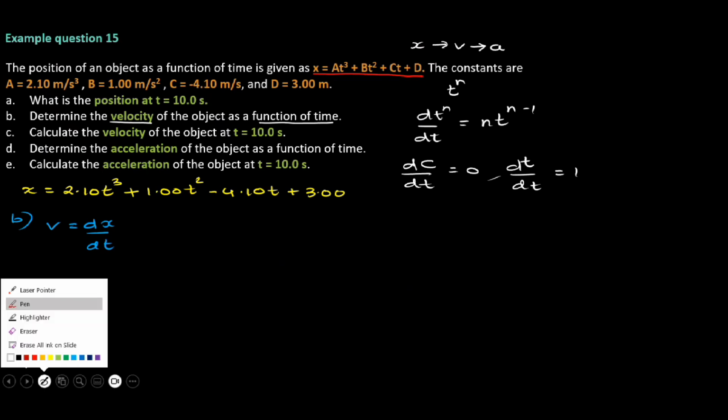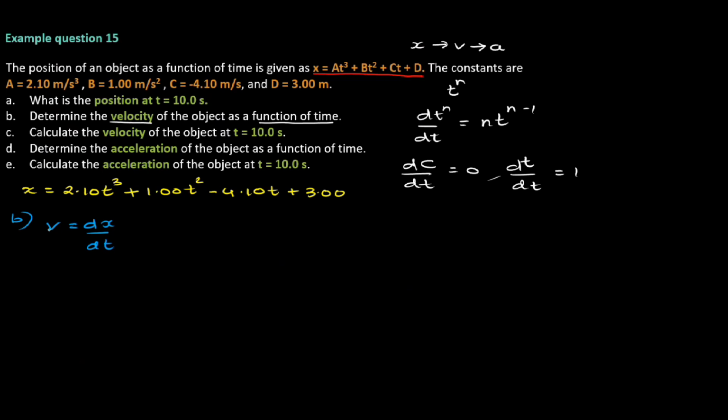So let's start with our function. V is equal to dx over dt, which you can write as, first we take derivative of the first term over here. This constant, I will keep it as it is, 2.10. We will not take 2.10 as 0 because even though it is a constant, it is still multiplied with t. So any constant which is multiplied with t, we keep it as it is. We do not change that value.